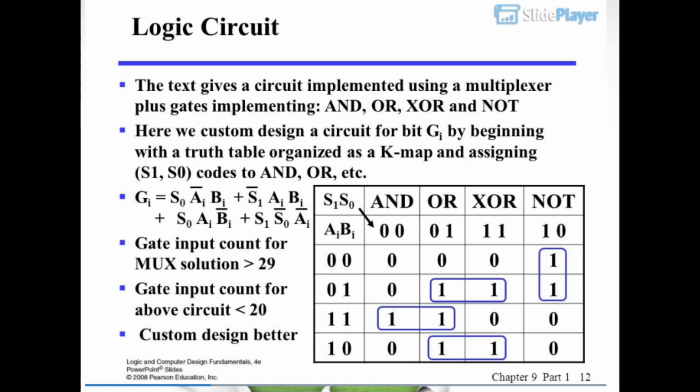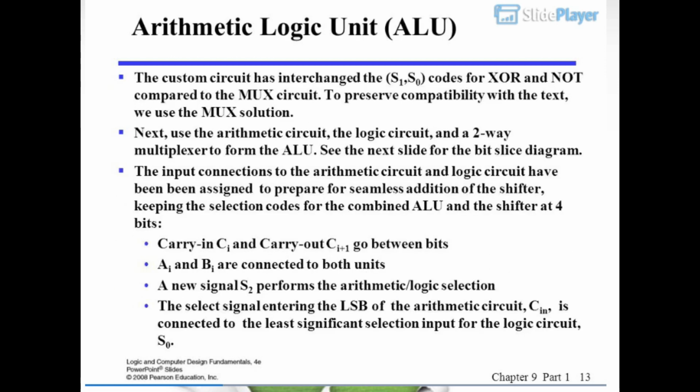Gi equals S0 by plus S1 by plus S0 by plus S1 S0. Gate input count for the mux solution is greater than 29. Gate input count for the above circuit is less than 20. Custom design is better. S1 S0: AND, OR, XOR, NOT. 00, 01, 11, 10. Arithmetic Logic Unit, ALU.